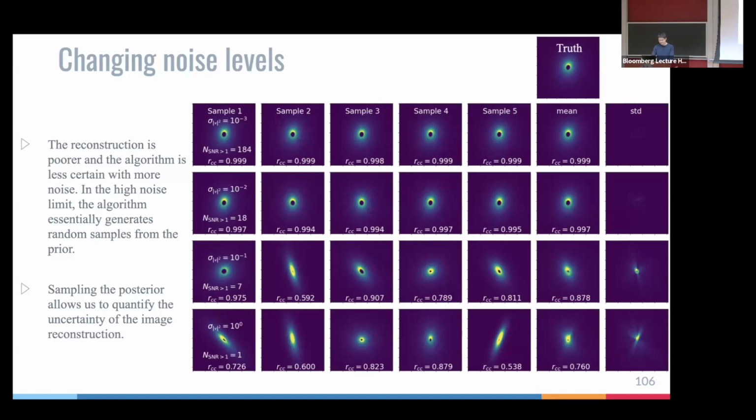Is that a statement that your prior is very correlated with the output? Yes, because all of the images would have this disk at the center. And if you put it everywhere, of course, you would get 0.